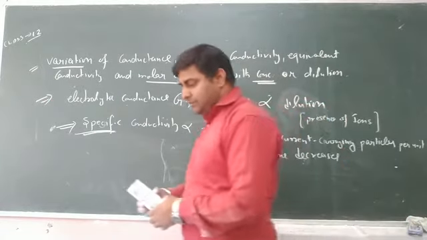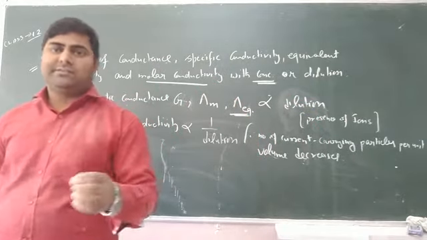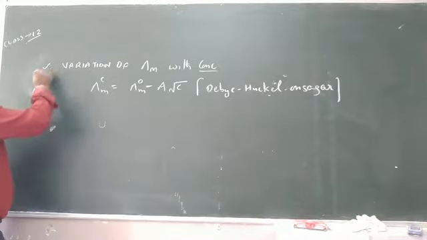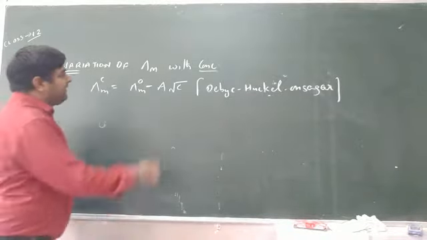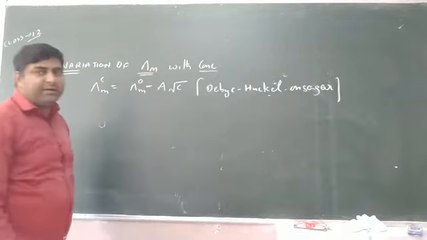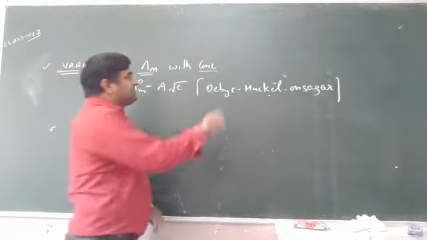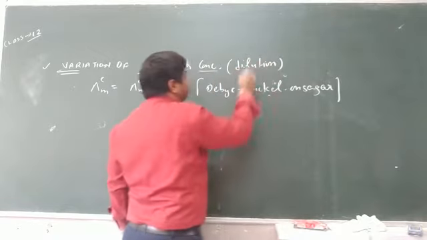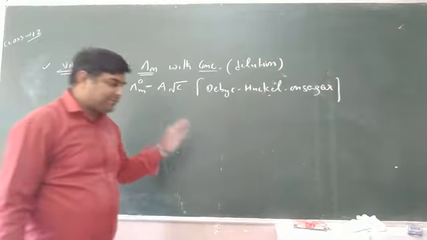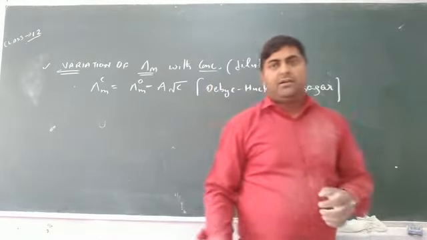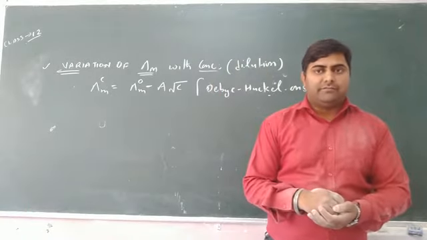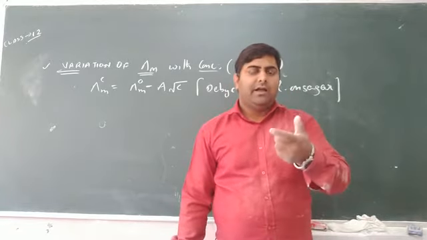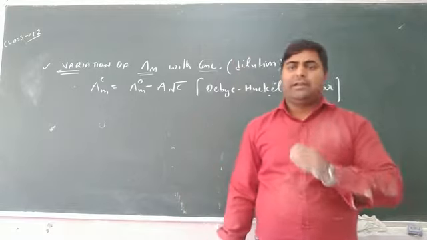Now, further we have a very important concept. We are going to discuss the variation of lambda m, that is molar conductivity, with concentration, or we can say with dilution. Just now we have seen that molar conductivity increases with dilution. There are two types of electrolytes: one is called strong electrolyte and the other is called weak electrolyte.